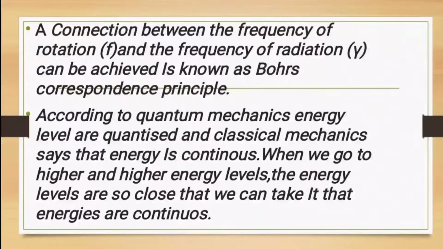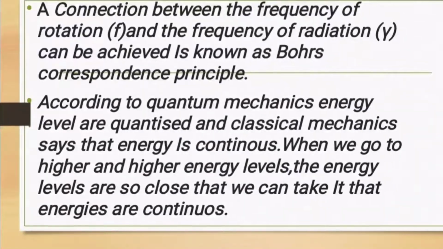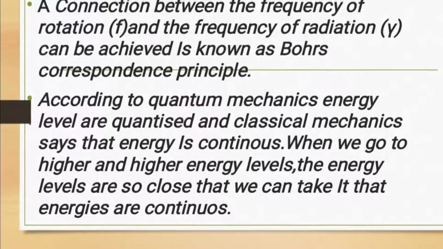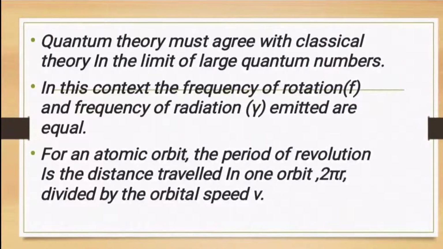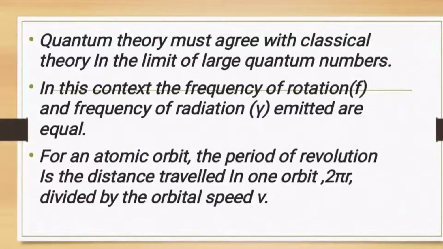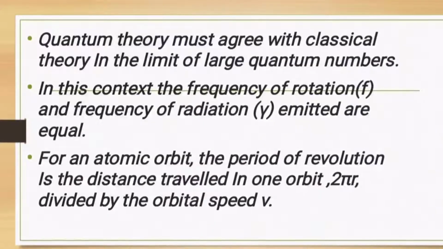Bohr's correspondence principle. According to quantum mechanics, energy levels are quantized and classical mechanics says that energy is continuous. When we go to higher and higher levels, the energy levels are so close that we can take it that energies are continuous. Quantum theory must agree with classical theory in the limit of large quantum numbers. In this context, the frequency of rotation f and the frequency of radiation ν emitted are equal.